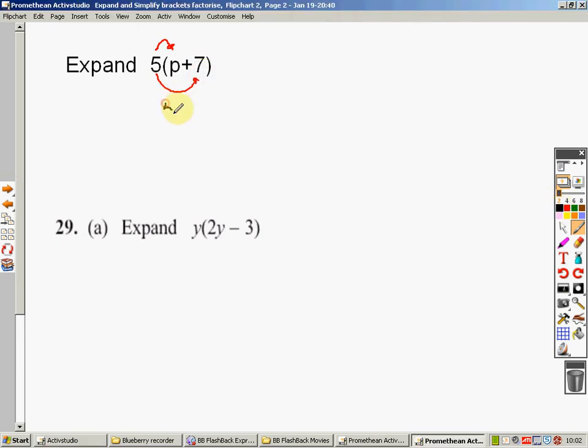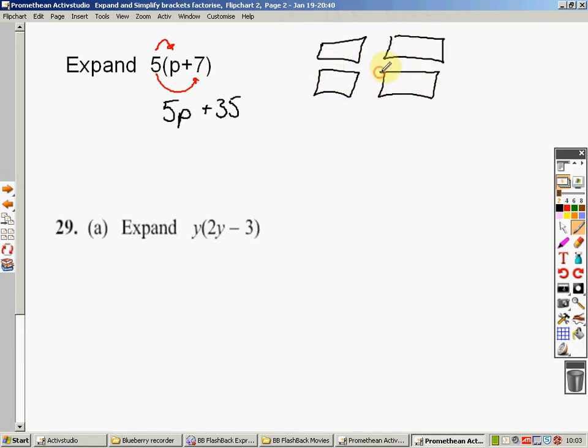5 times p, 5p, 5 times 7, 35, and it was a positive, so it's plus 35. You could, if you were struggling, think about all those little envelopes there. 5 of them, each with a 7 in, each with a p in. Then 1, 2, 3, 4, 5 p's, 7, 14, 21, 28, 35. Okay.